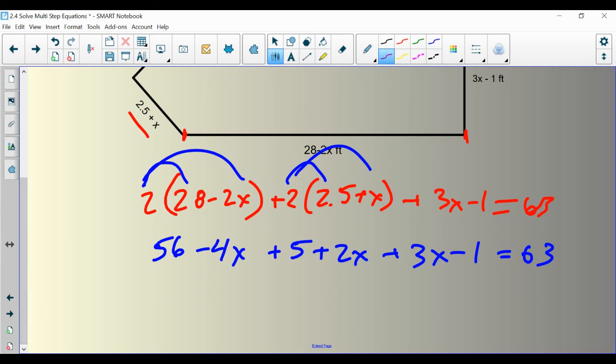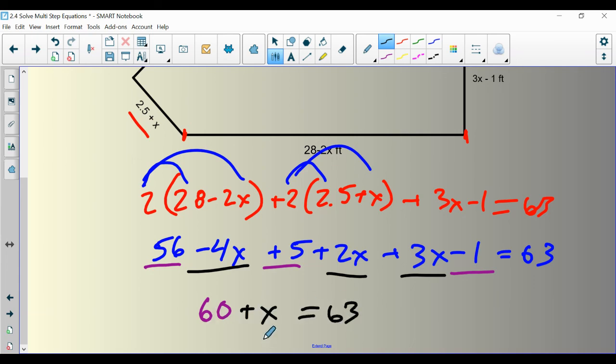So we're going to go ahead and combine the like terms. All of the things that do not have any variable with them are like. We have a 56 and a 5, positive 56, positive 5, that makes 61. 61 minus 1 is 60. We also are going to combine the things with x's. We have a negative 4x and a positive 2x and a positive 3x. Negative 4x plus 2x would be negative 2x, plus 3x would be positive x. Subtract 60 over, we get x is equal to 3.